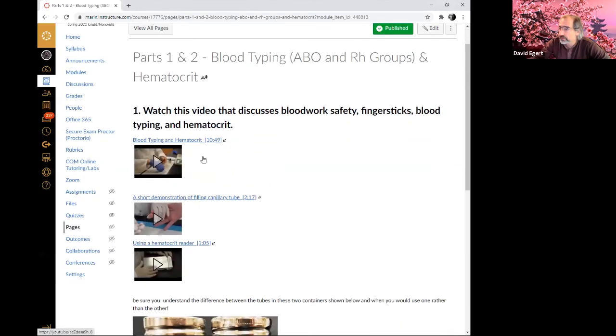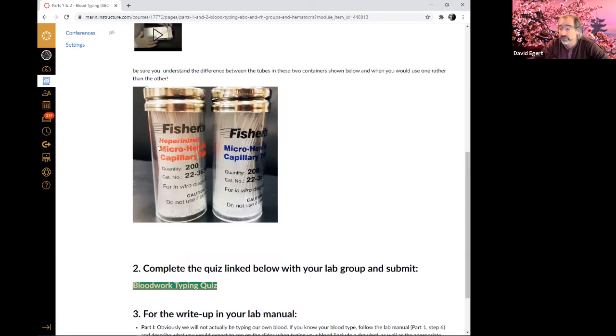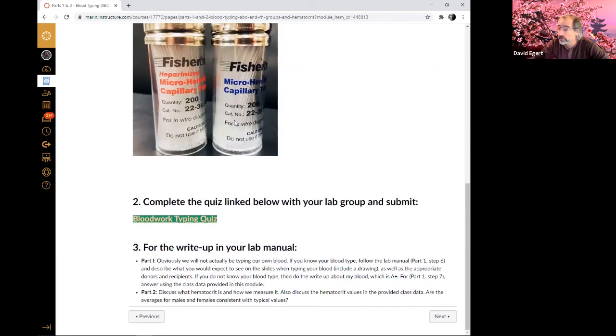Okay. So again, I think it's worth just looking at this little video here, which basically shows you more of the detail of how you actually stick your finger and do everything. Although on an exam, you'll be more responsible for interpreting what you saw on that quiz. There won't be details about which lancet should you use, or which finger should you stick, or whatever. So don't worry about that. Definitely you should understand the difference between these two different kinds of tubes.